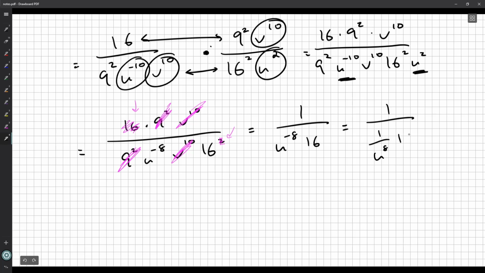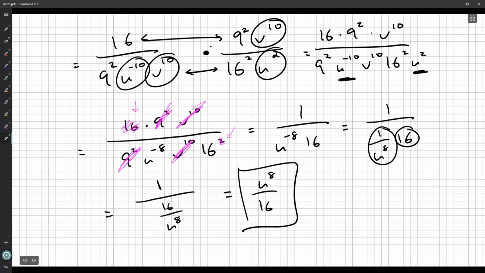Well, we could try rewriting it, thanks to our rule. You notice I'm not mentioning the rule. We're getting a bit more comfortable with it. 1 over u to the 8 times 16. That's just going to be 16 over u to the 8. And then look at that: 1 over another fraction, we flip it.